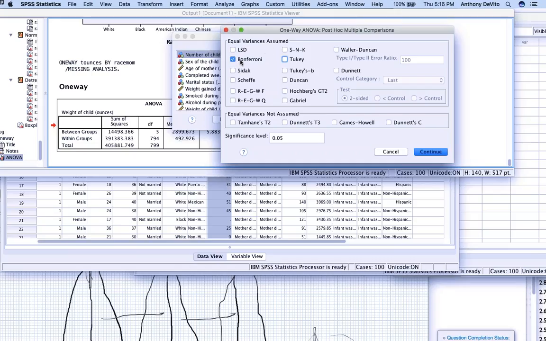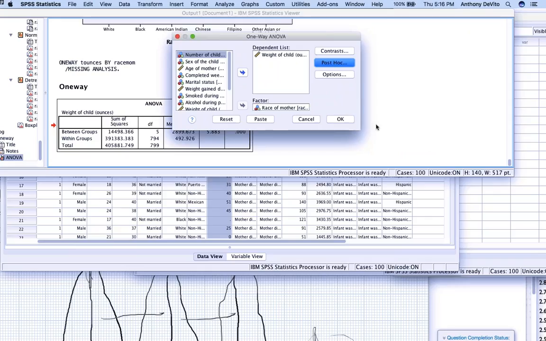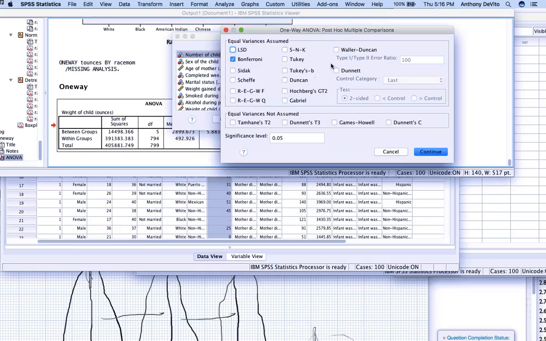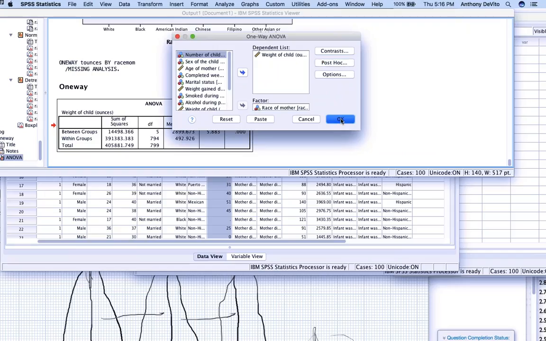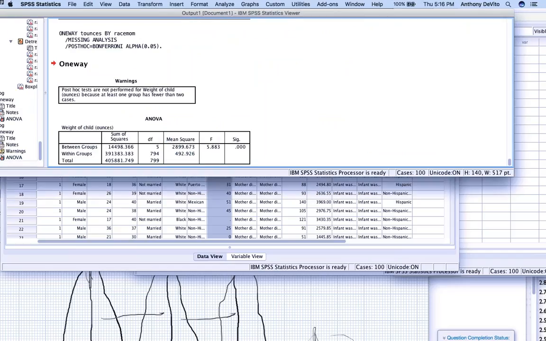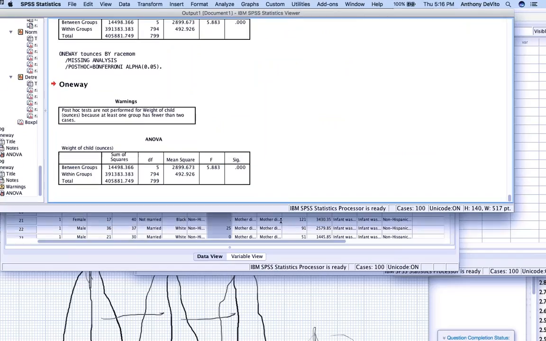So I'm going to click Bonferroni. Bonferroni and Tukey are probably the 2 most commonly used ones. I'm going to choose Bonferroni first, just so it's a little bit simpler when the table comes out. The table's going to be pretty complicated to start out with. Okay, so now let's see what I got.